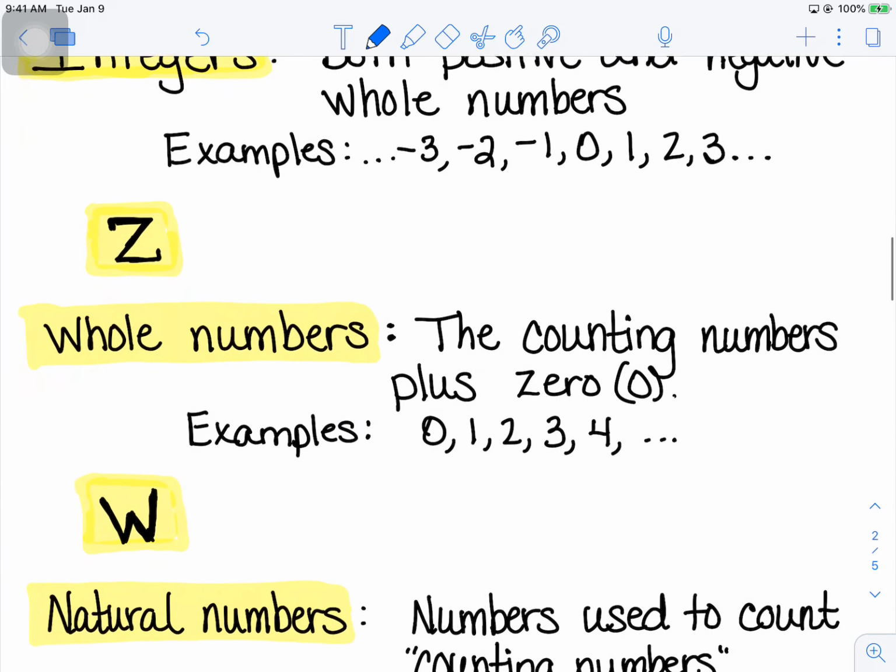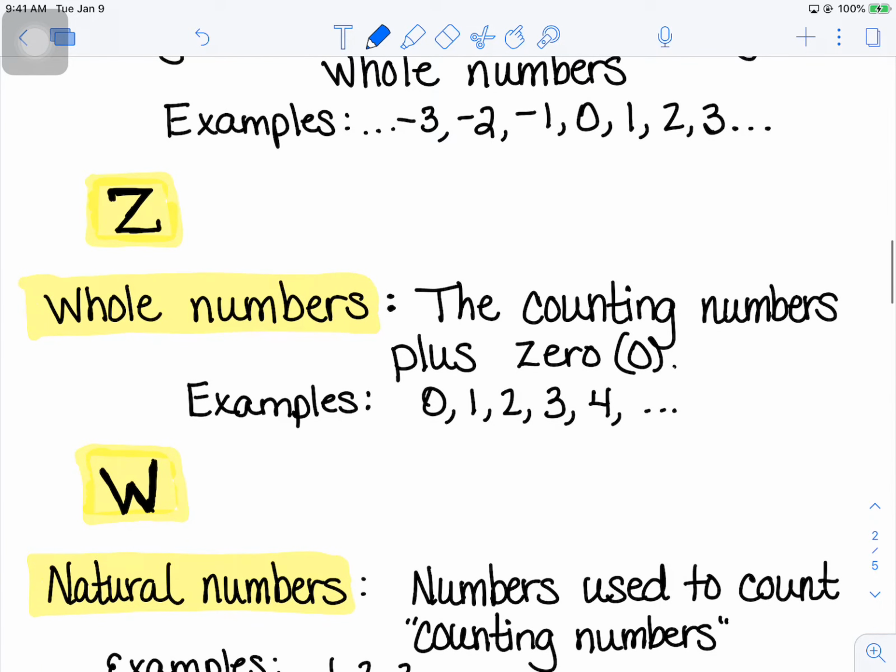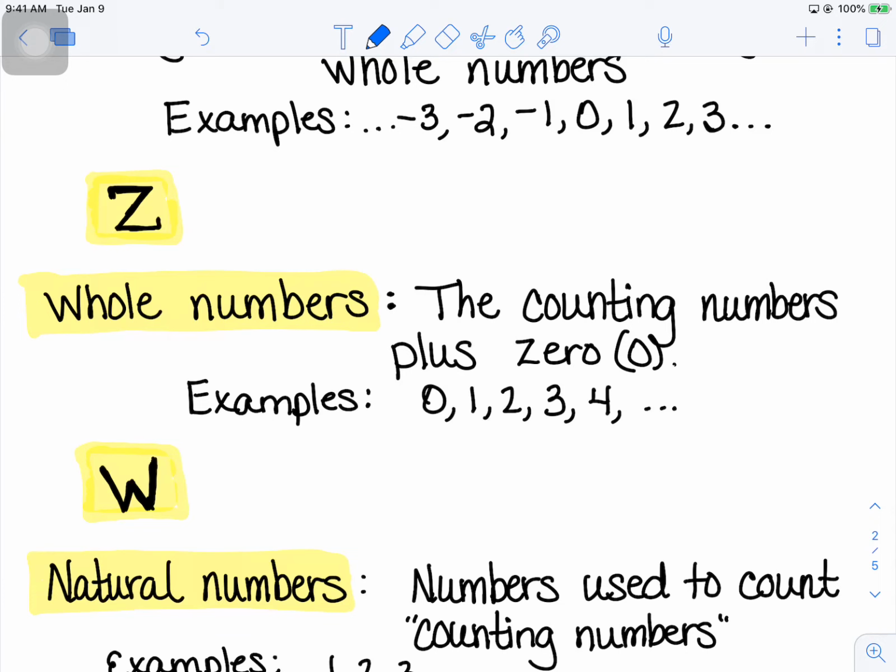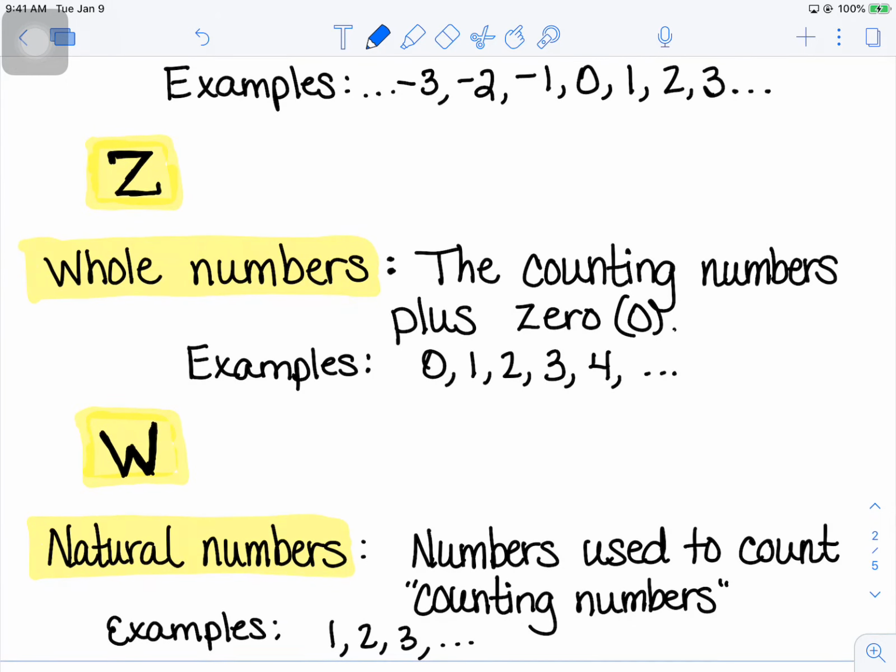Our next level is whole numbers, or sometimes people call them counting numbers without the 0, or with the 0, excuse me, with the 0. So whole numbers are 0, 1, 2, 3, 4. They're all the positive numbers, and we categorize those or label those with a big W, so a capital W.